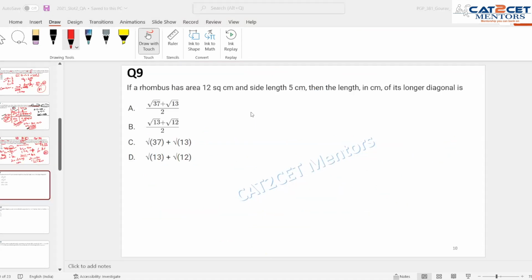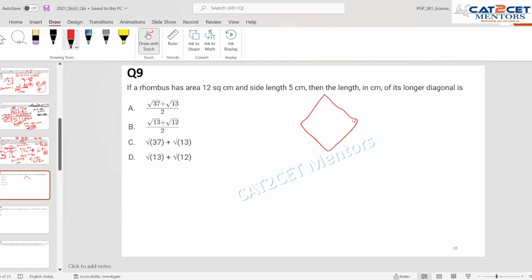So we are given: if a rhombus has an area of 12 centimeter square and a side length of 5 centimeter, then the length in centimeter of its longer diagonal is. So, for solving any geometry question we should first make a clear diagram. Let's assume this is a rhombus and these are its diagonals. Let's name it A, B, C, D, and let's say diagonal AC is our longer diagonal.